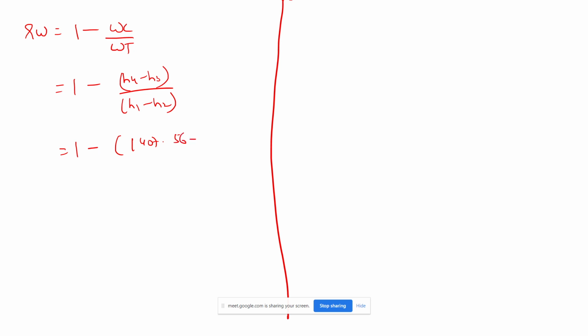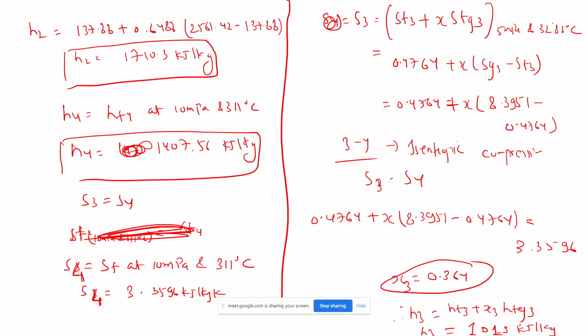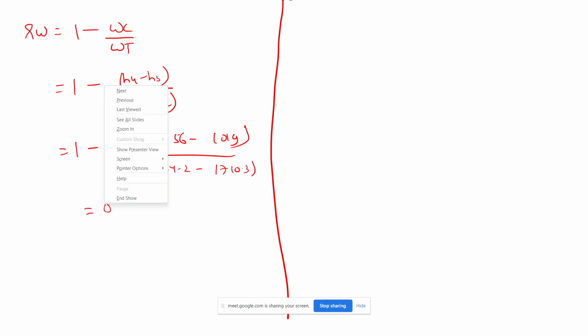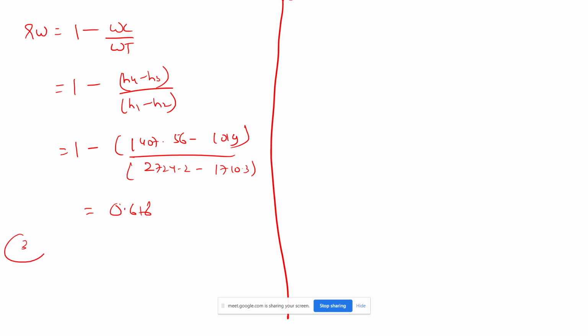1407.56 minus 1019, divided by, what is the value of 2724.2 minus 1710.3. After putting the value, we will get 0.618. Okay.